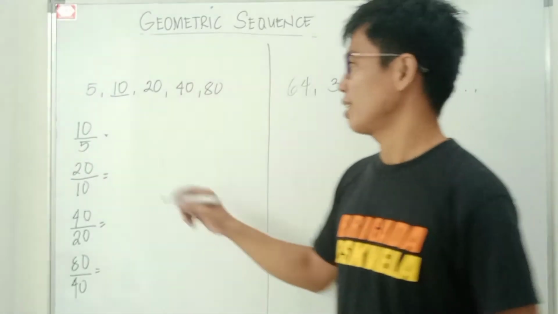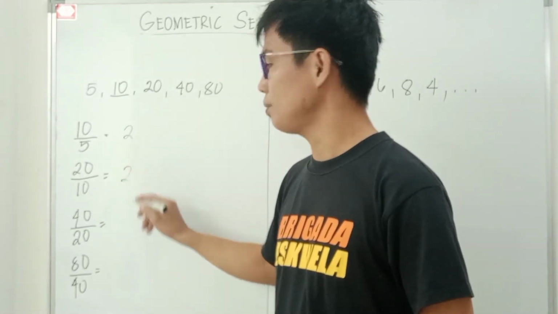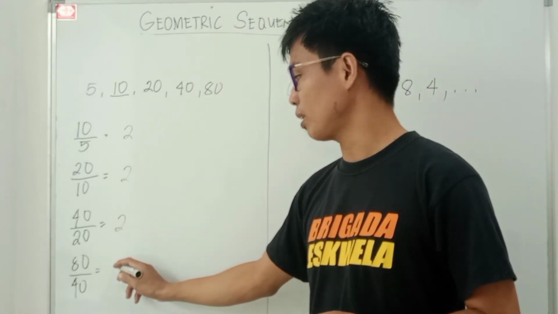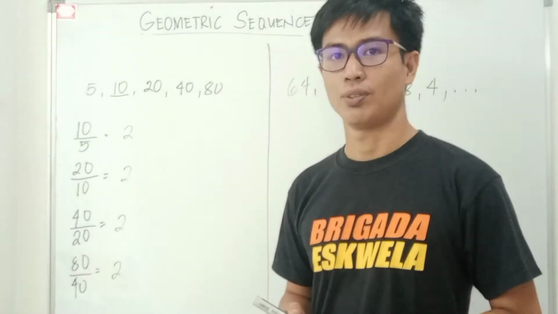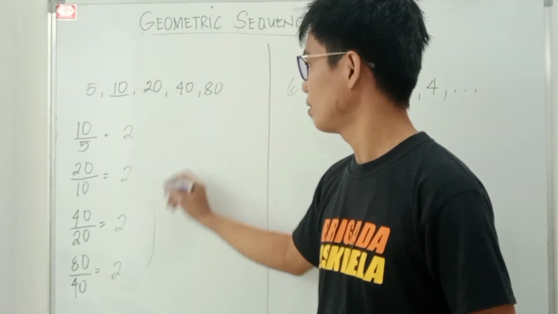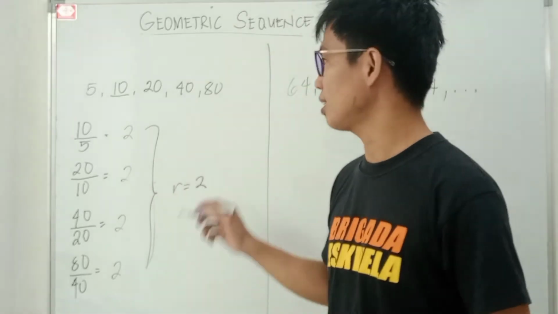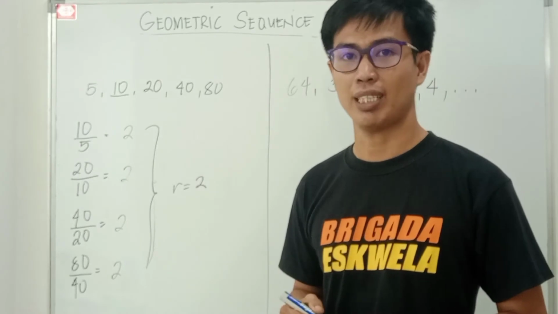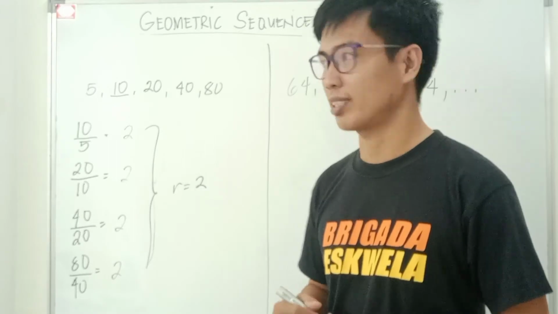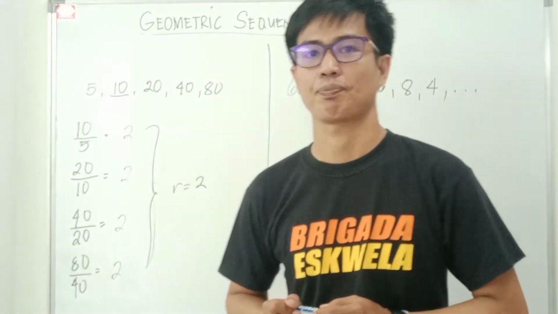Tignan natin. 10 divided by 5 is 2. 20 divided by 10 is 2. 40 divided by 20 is 2. And 80 divided by 40 is 2. Since pare-parehas sila ng naging sagot, the common ratio is 2. And this sequence is a geometric sequence, specifically a finite geometric sequence. Dahil siya ay may last term.